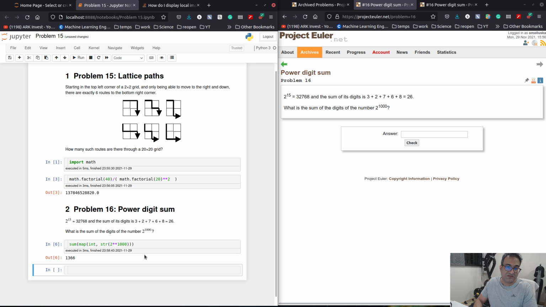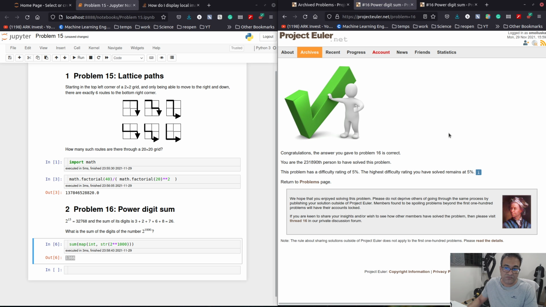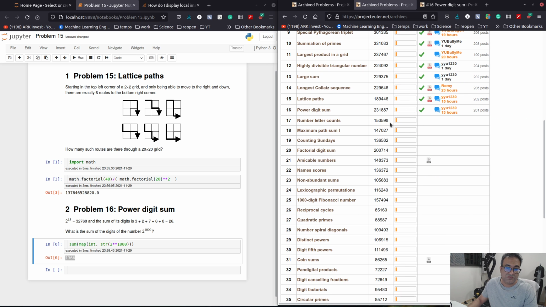What? Why is this such a small number? Something wrong? What? This is probably wrong. Oh, sum of the digits, yeah. Problem 16 solved. Yeah, pretty simple.